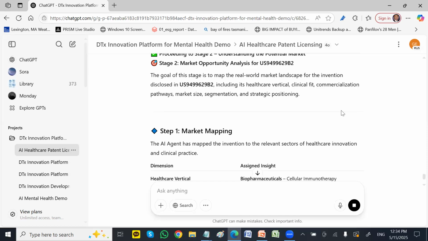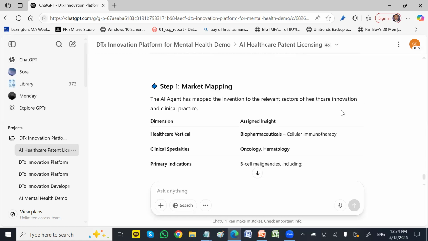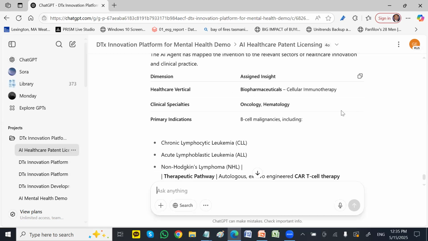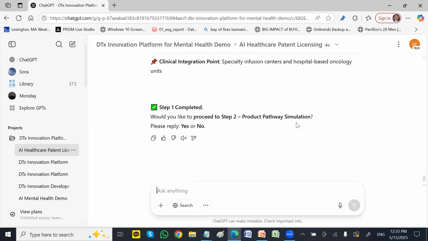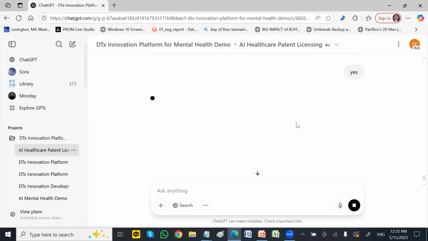So it tries to map the real world market landscape for the innovation disclosed in this patent. It is doing this in real time now, so it takes some time, but it is doing market mapping. For example, here it is a pharmaceutical, cellular immunotherapy, and clinical space: oncology, hematology, and primary indication, B cell, something like that. So it gives you all the detail about the current biopharma market segmentation. It tries to understand what kind of enabled product comes from this innovation.